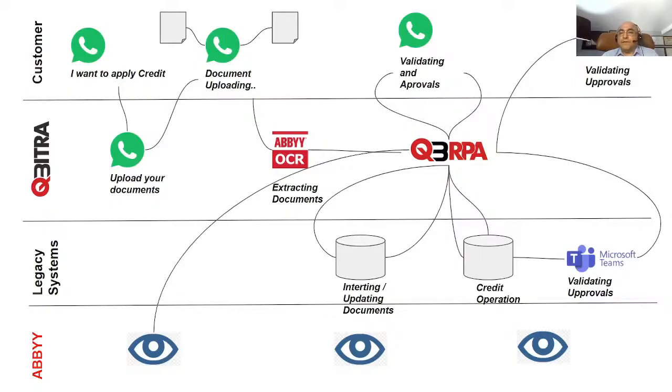After validating approval from the customer, the credit operation has started, and also for the employee part in the banking system, the approval is sent by, for example, Microsoft Teams for the credit applications. After approval from the manager in the banking part, this confirmation will be sent to the customer, saying your credit application has been rejected or approved. So this is the good part.